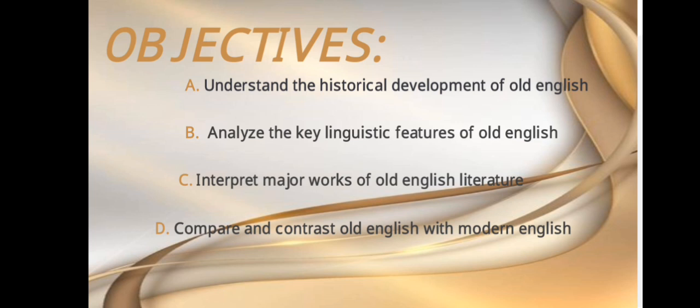So students will be able to identify and explain the characteristics of Old English grammar, including case, gender, and verb conjugation. Vocabulary, including Germanic origins and later influences. Pronunciation, including sound shifts and changes. And the last is the writing system, which also includes its relationship to the Latin alphabet.